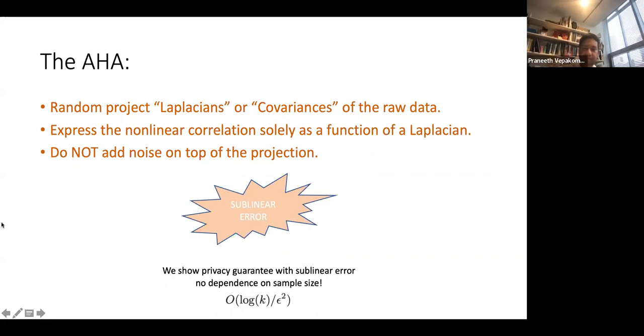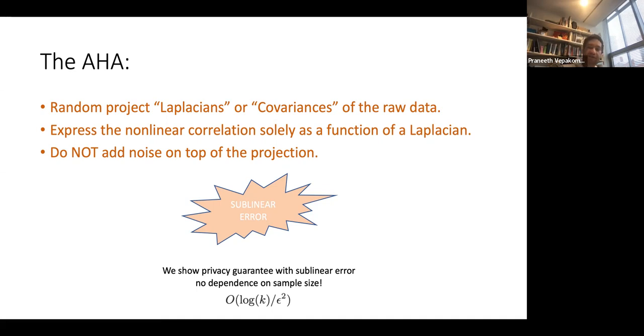So let me just give you the high level aha of how the scheme works, and then we'll get into a little more details and the ifs and buts around it. The main idea is to take your raw data sets, so the X and Y we were talking about, socioeconomic data and health data, and you construct some relational information between the rows in your data set, which can be described using graph Laplacians or covariance matrices of this data. And once you have this relational information, you can perform some sort of random projections of these matrices. And then we can show that the nonlinear correlation that you would like to measure is also a function of these covariances, for example.